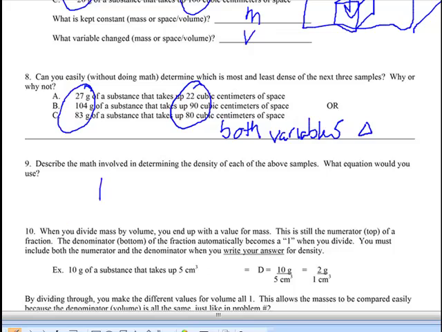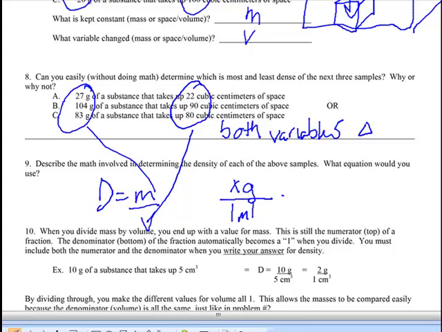Now the math that you know, hopefully, is density equals mass divided by volume. Take your mass, divided by your volume, get a ratio, and it's going to end up being some sort of number that's so many grams over 1 milliliter, or so many grams over 1 cubic centimeter. Okay?